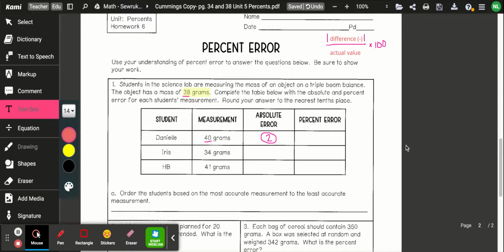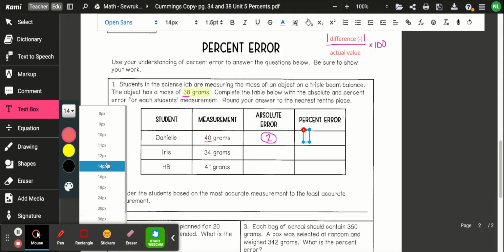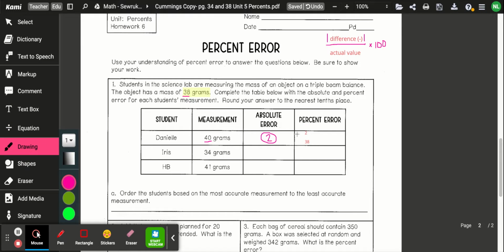Now, over here in the text box, we have to do the difference. I'm going to make this a smaller font, which is 2, and it's 2 over, and now we have to do the actual value. The actual value is 38. So I'm doing 2 divided by 38, and then times 100. You will have to do that in your calculator. 2 divided by 38 times 100. All right, and this is the work that you have to show.